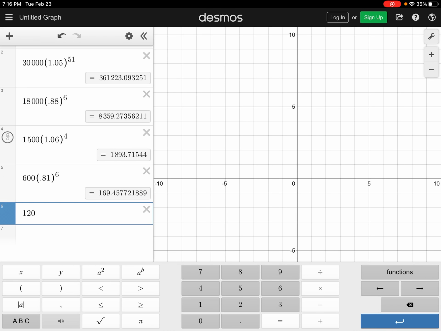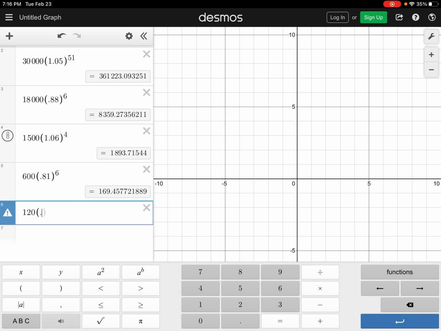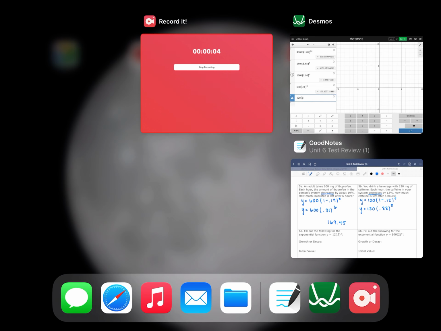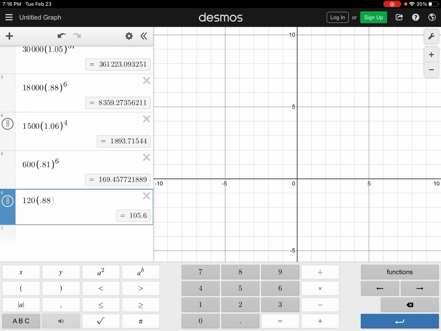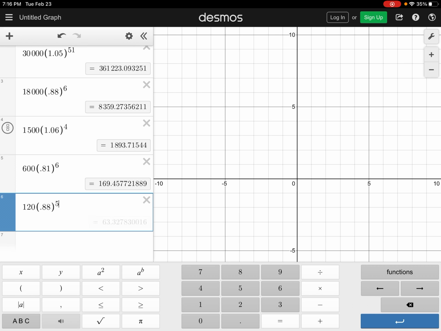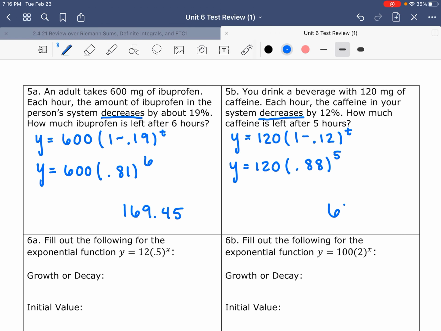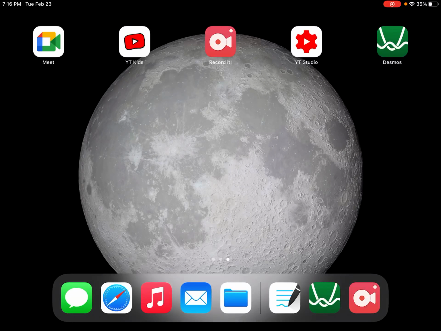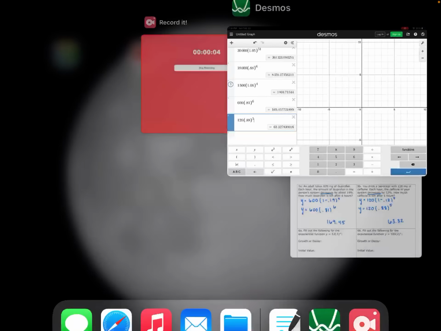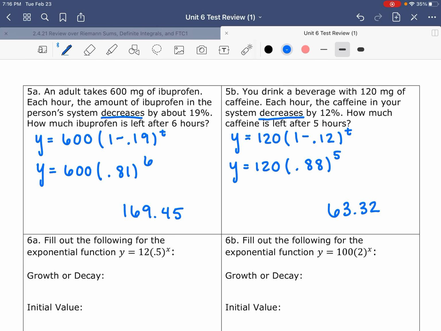Okay, so we have 120 times 0.88 to the power of 5. So it should be 63.32. Oops. There we go. And that would be our answer. So that's how many milligrams of caffeine are left after 5 hours.